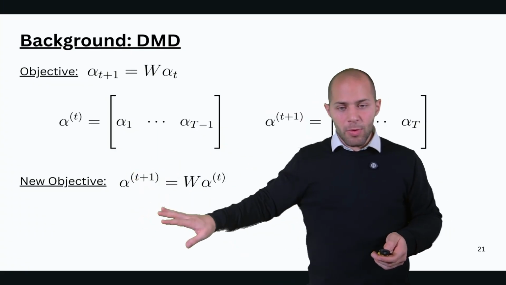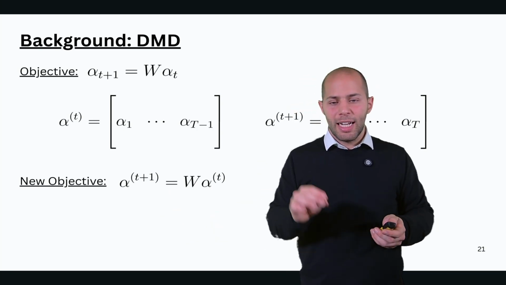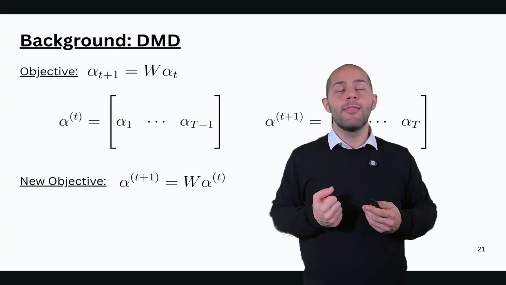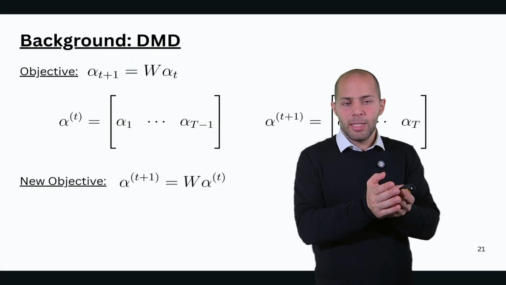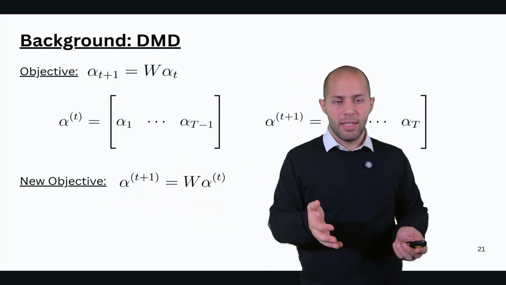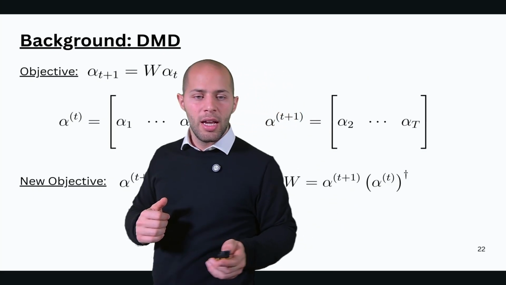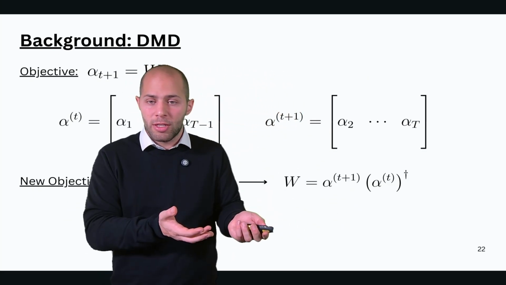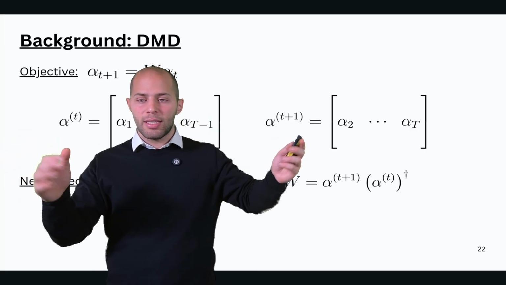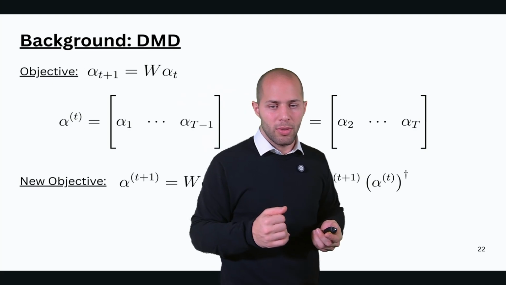Now, the equal is a very strong statement here because usually you cannot find a w such that this is exactly equal. So we're trying to do an approximation. How to find the best w such that we can approximate all of our alpha t plus 1s using w times our alpha t's? Basically, the mathematics tell us that we can find this w by doing this. It's alpha t plus 1 times the pseudo-inverse of alpha t. We're not doing an inverse because usually alpha is a rectangular matrix, and so usually the inverse doesn't even exist. So the pseudo-inverse is the best approximation that we can do in this case.